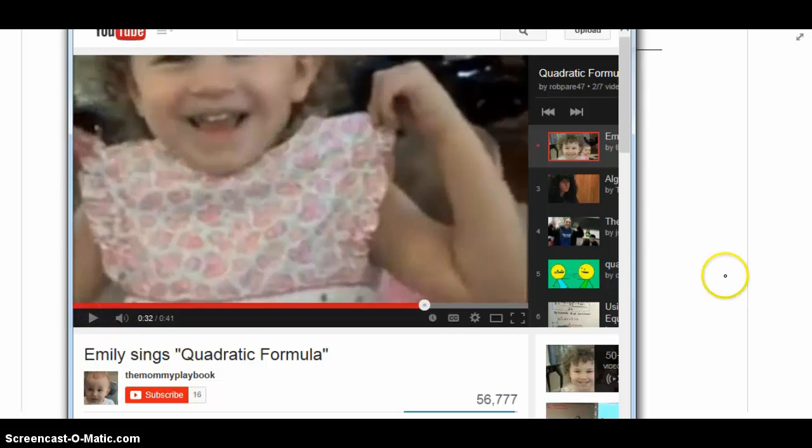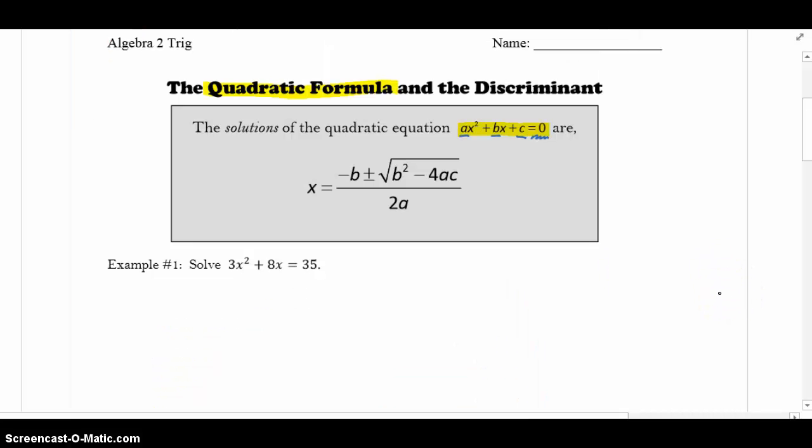So, I mean, you can see that even a 4 or 5-year-old can remember this formula, so I expect you to also be able to remember it, and even more than that, be able to use it. And that's what we're going to go over here.